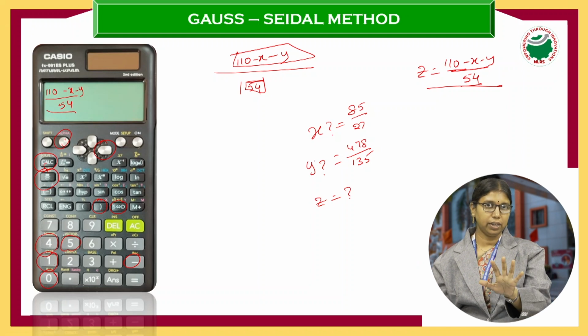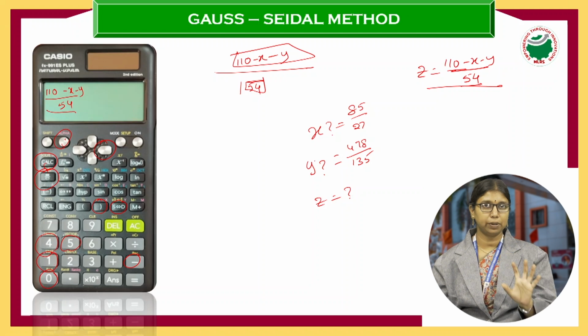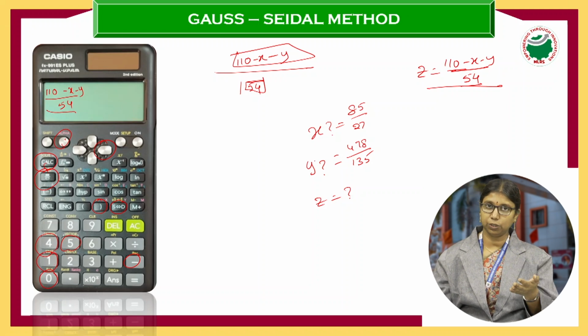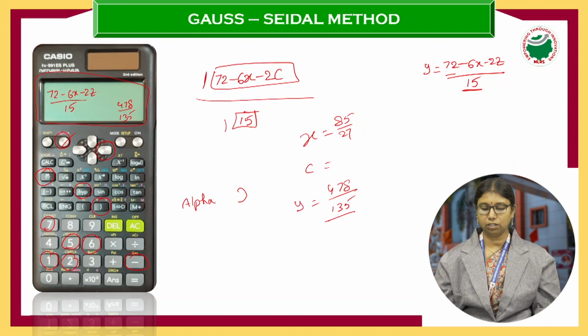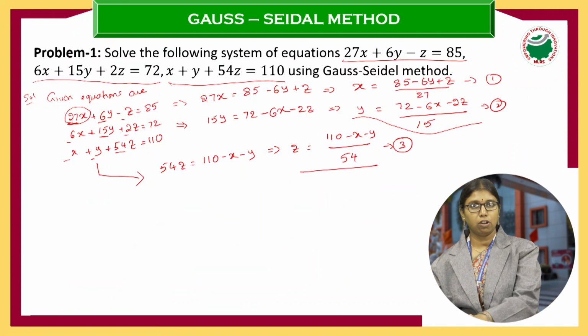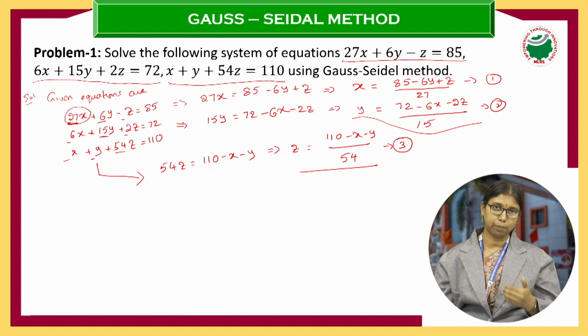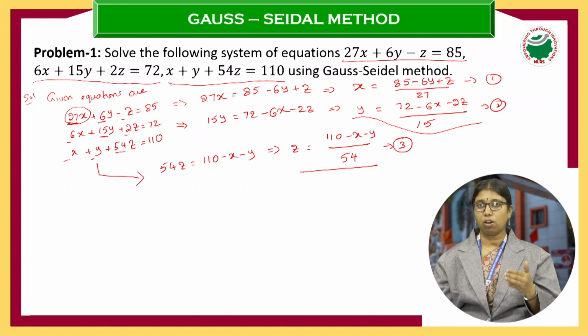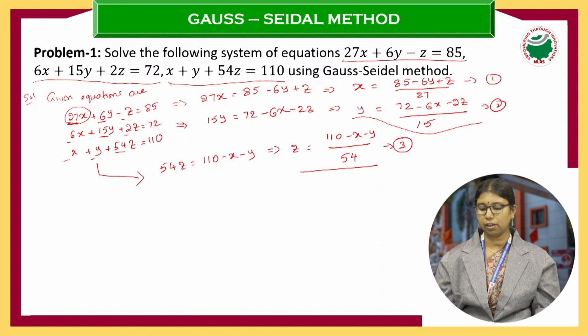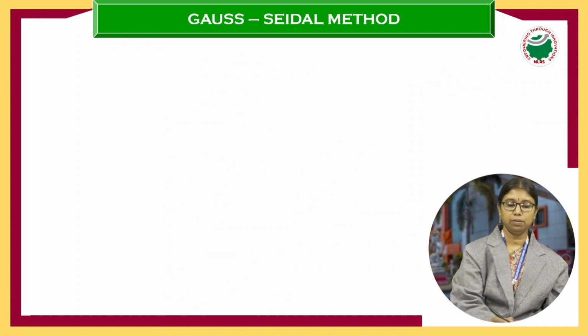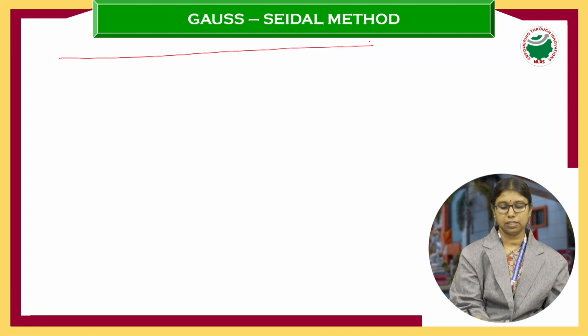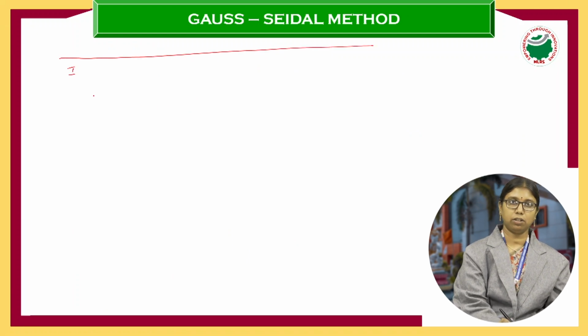So here I just explained how to do the calculator operations, how to enter the equation, and how to calculate the values of x, y, z. Now we will continue the solution. After you get the three equations, you have to start the approximations. I'll do all the approximations in a tabular form, with three columns. Your first column is the iteration number or approximation number.